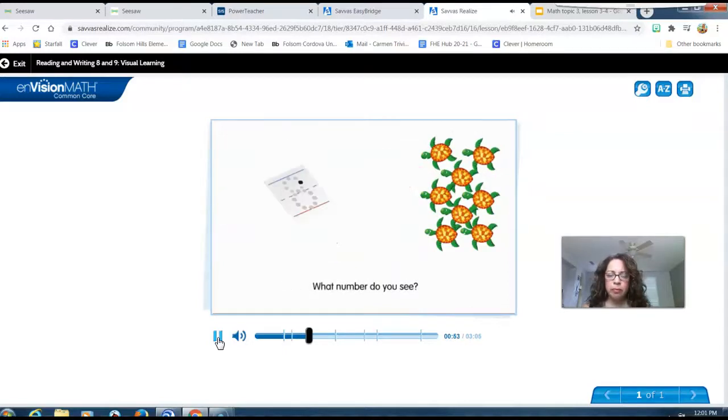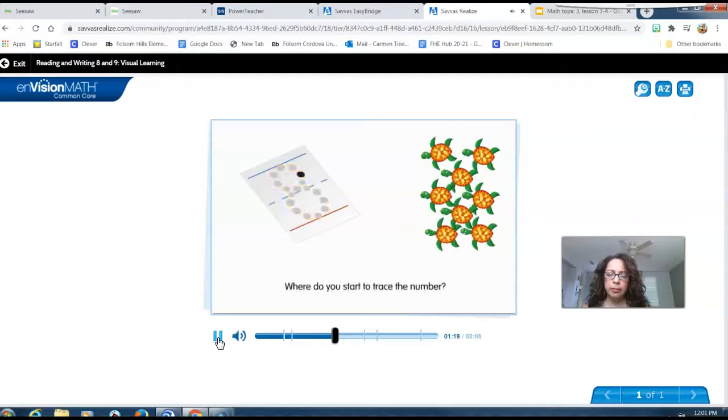What number do you see? It is the number 8. What does the number 8 describe? It describes how many turtles there are. If you trace this number, what number will you write? You will write the number 8.